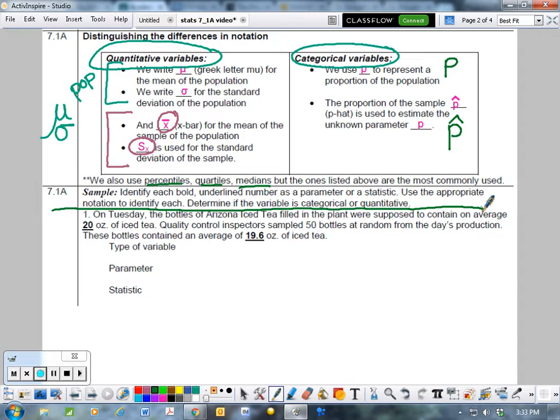Because these are numerical, 20 ounces, 19.6 ounces, this is quantitative. And we're measuring ounces of tea. Now what we want to know is which number is our parameter and which one's our statistic. So which one comes from the sample and which one actually comes from the population.